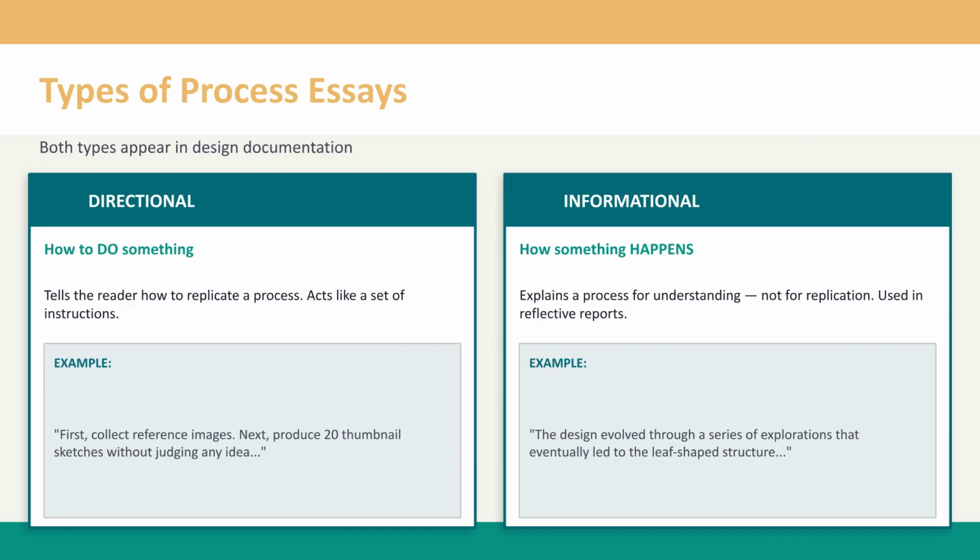When you write a design tutorial or a how-to guide, directional. When you write a project report or an artist's statement, informational. And very often, many design process essays blend both. You're narrating what happened, and explaining the reasoning behind each decision. So don't think of these as two separate boxes. Think of them as two ingredients that you combine in different proportions, depending on your purpose.